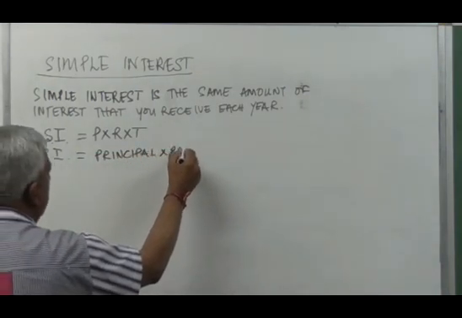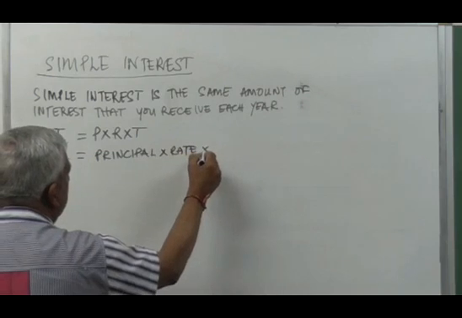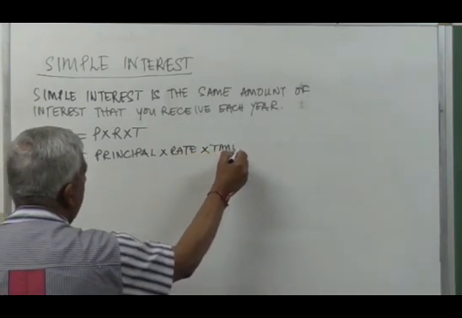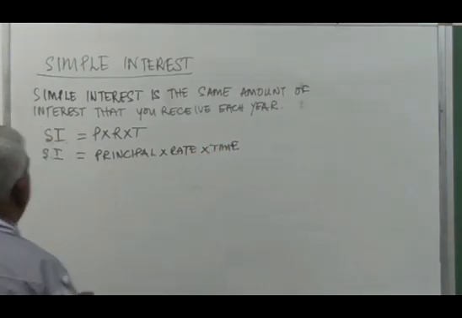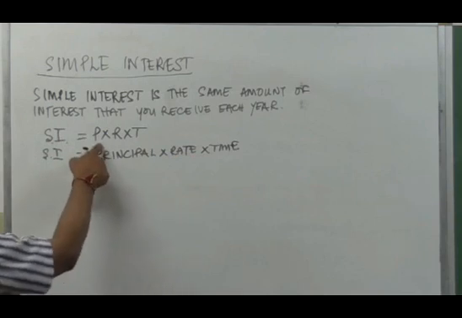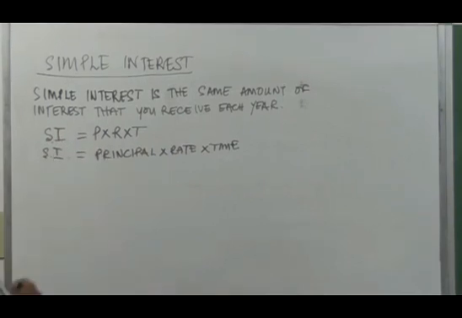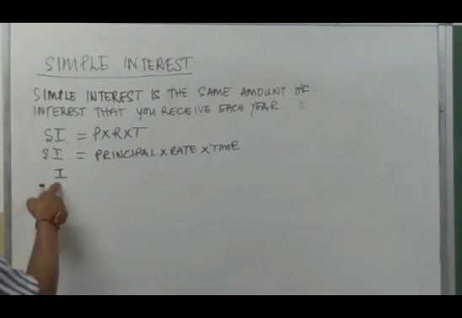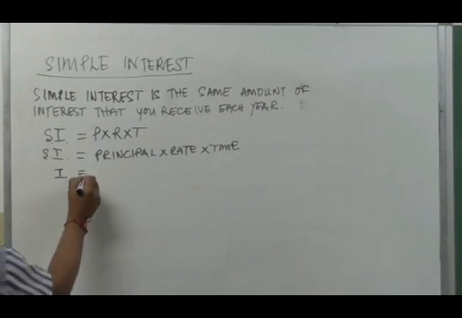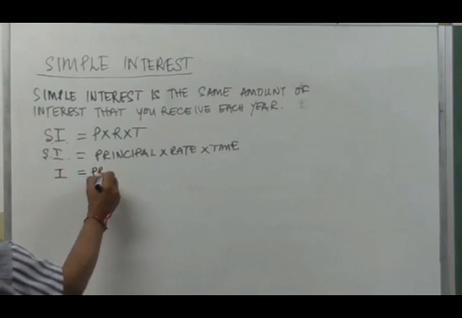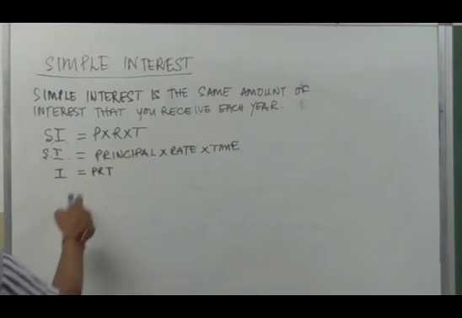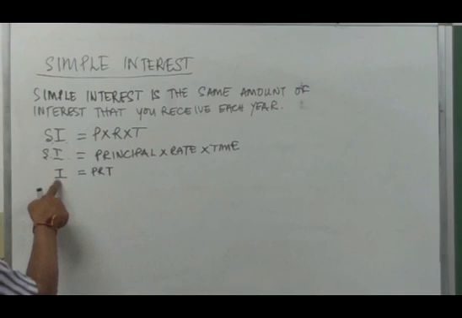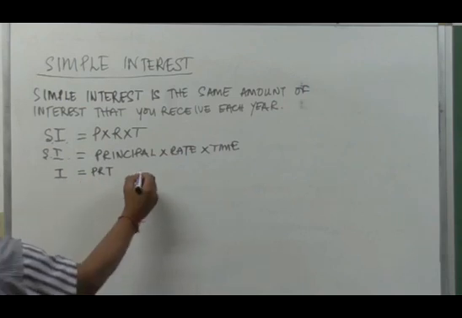times rate times time. Now, to avoid wasting time, we always use P times R times T. In fact, to save time, we don't even write S, we just write I. I for interest. Interest is equal to PRT. We even leave out the multiplication sign.